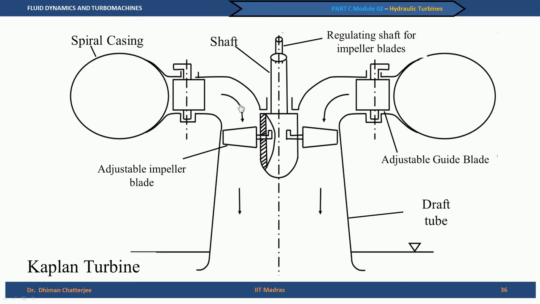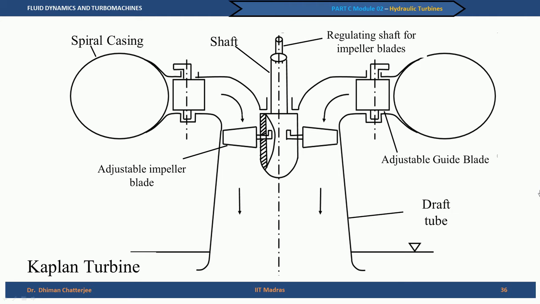Please do not get confused about this arrow, as I have been saying time and again in this course, that for an axial flow machine, the flow should be parallel to the axis inside the impeller blades, and then we have the draft tube. But what is important here is this distinction, that like Francis turbine, though we have an adjustable guide blade, in case of Kaplan turbine we have adjustable runner blades or impeller blades also.